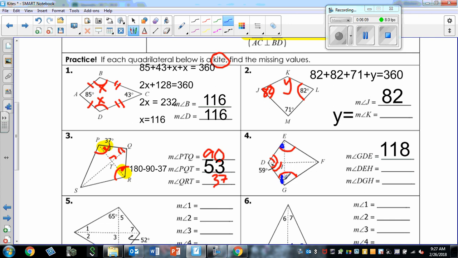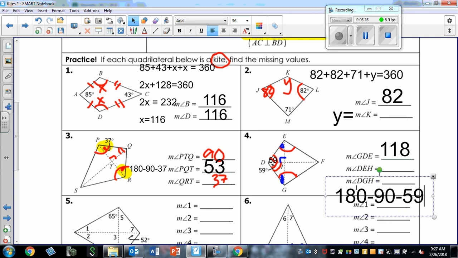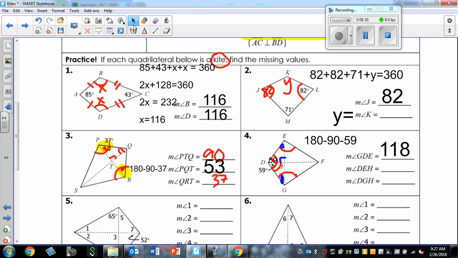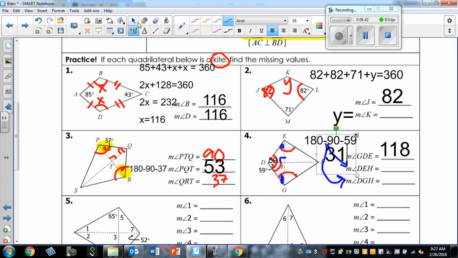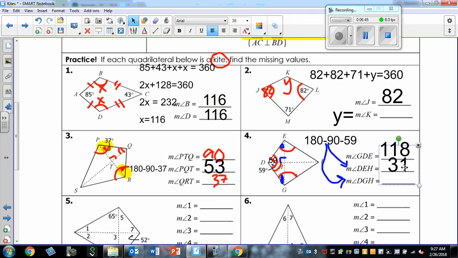DGH is going to be the same thing, but don't forget we do know this is 90. So since I know the one angle is 59, I can do 180 minus 90 minus 59 to get both of those leftover angles that I'm looking for. So when I do that, it gives me this angle and this angle. So 180 minus 90 minus 59 is 31. So those are both 31-degree angles.